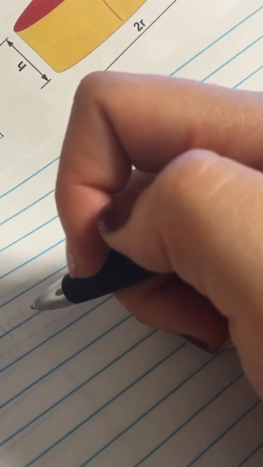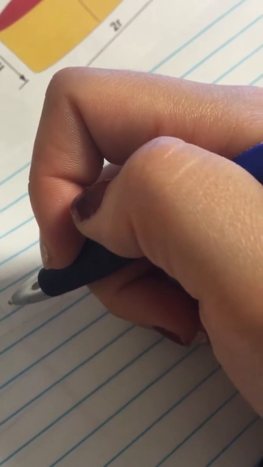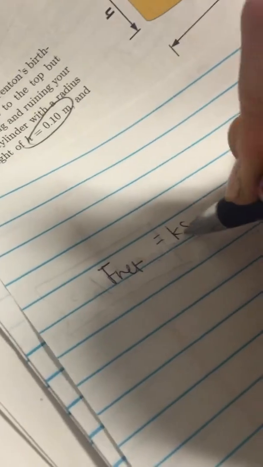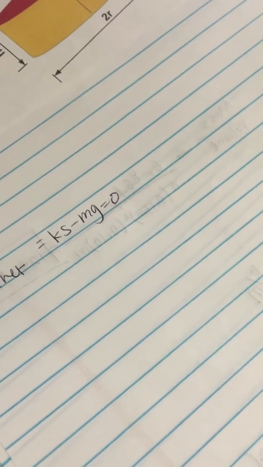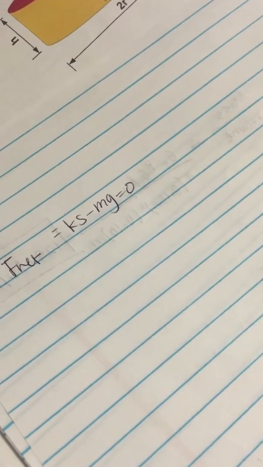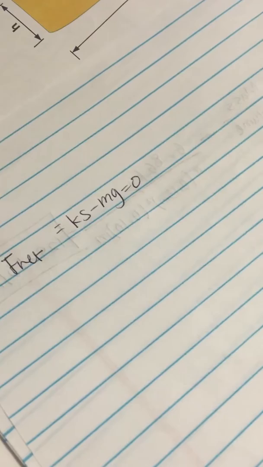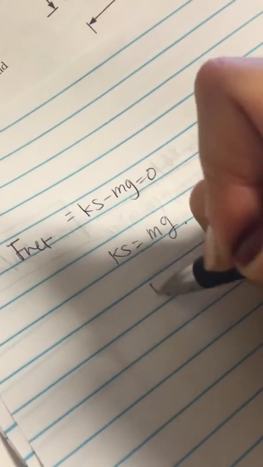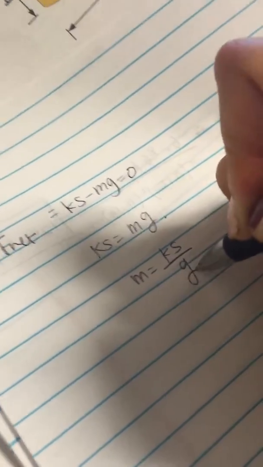So that's the next question. A fruit topping is placed in the flan which compresses it by 0.01 meters. Calculate the mass of the fruit topping. Okay, so F net here equals Ks minus mg equals 0. Because we're thinking of flan as a spring, Ks is the force of the spring and mg is the gravitational force, so it adds up to 0.